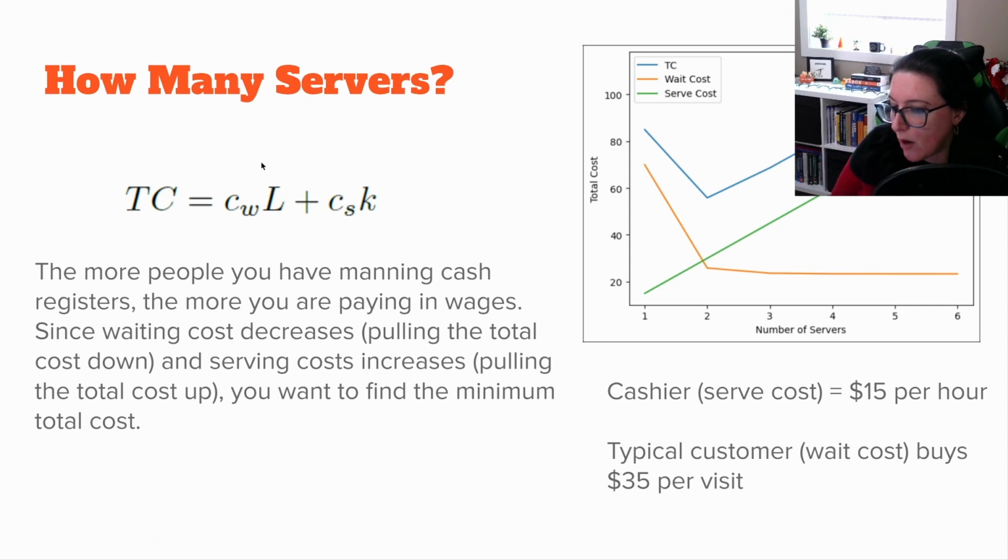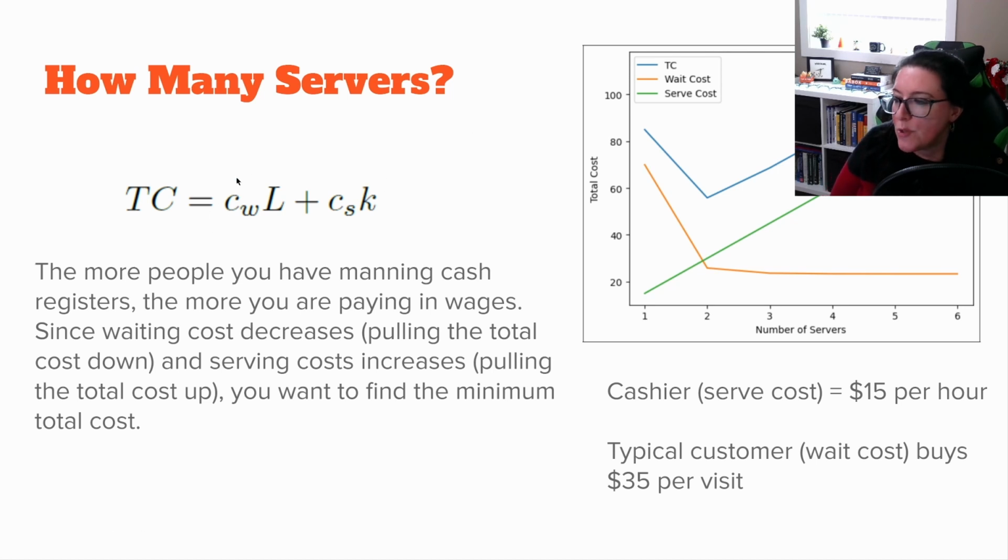And so what we have here on the left part of this calculation for our total cost is the waiting cost. So our waiting cost has $35 per customer. Well, how many of those customers are we going to lose? We can see here that the longer the wait, the more that is going to cost us. If we can make the waiting cost decrease, then that will pull the total cost down. And if we make the waiting cost decrease by having more servers, that's going to pull the serving cost up.